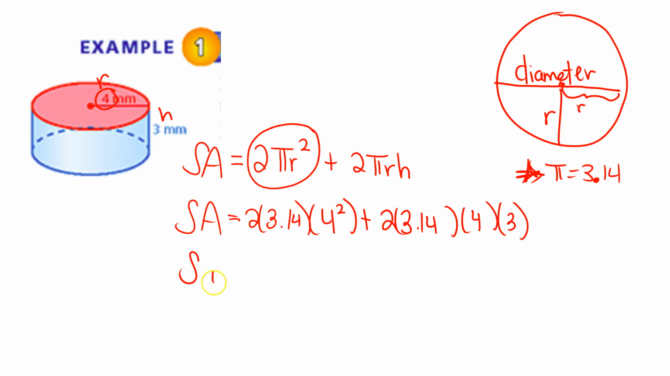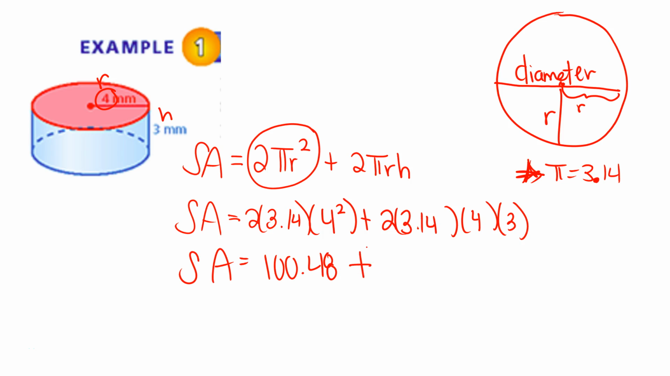Okay, next, I'm going to solve each one individually. So in your calculator, go ahead and do 2 times 3.14 times 4 squared, and that's going to give you 100.48.